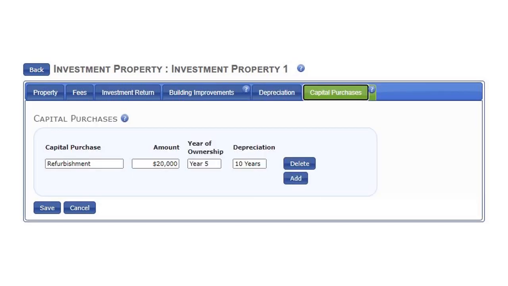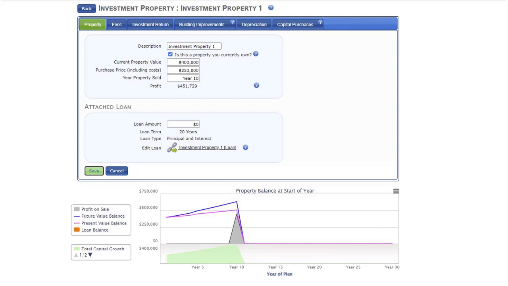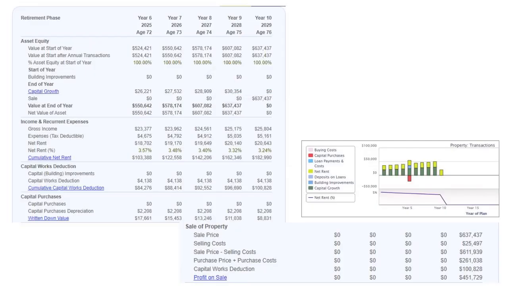Capital purchases are items which cannot be written off as a recurrent expense. These are items like carpets and curtains. Note that the property is being sold in year 10 to provide more liquidity. The data view details the property sale.